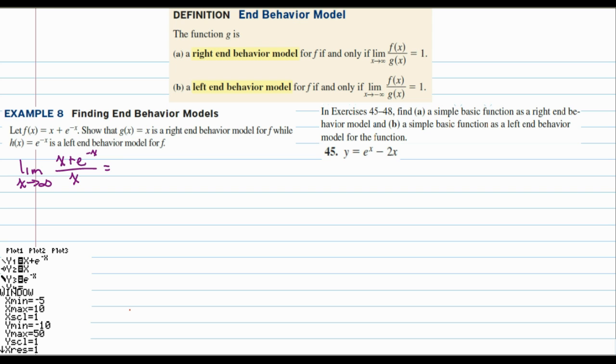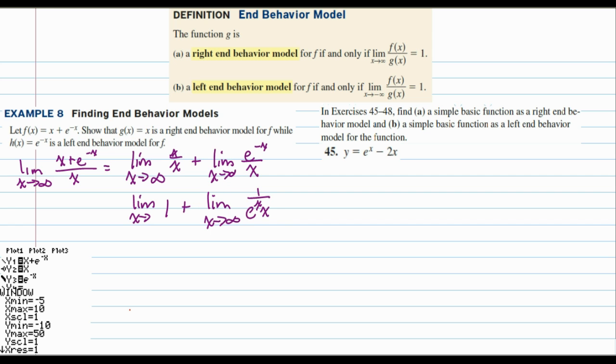We've got limit properties that say we can separate the limit of x over x plus the limit of e to the negative x over x. Well, x over x simplifies to be 1. And then over here, e is being raised to a negative exponent, so it really drops down to the denominator, which means that denominator is going to get infinitely large. Therefore, this is going to approach 0. So my overall limit is 1. Therefore, g of x equals x is a right end behavior model for f of x.